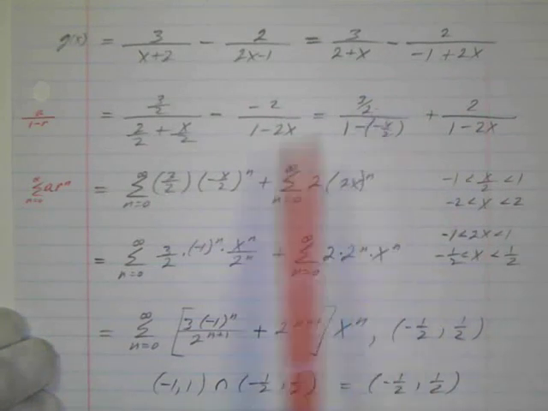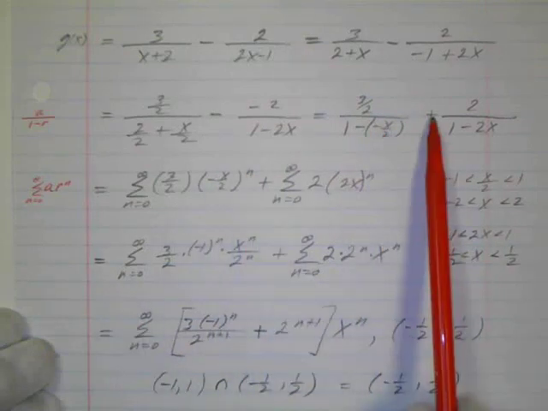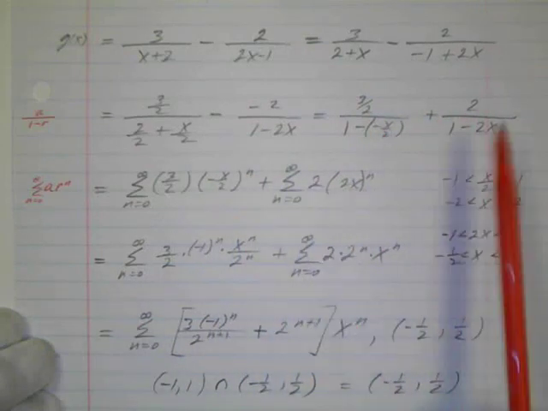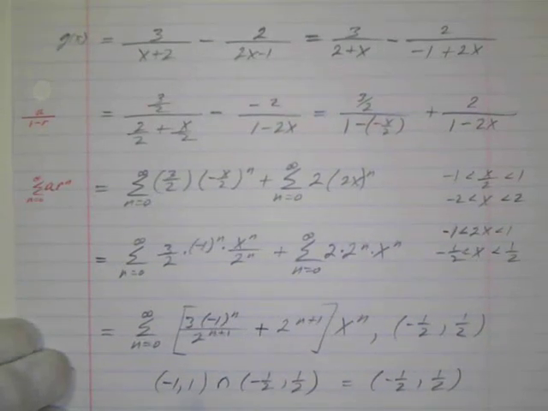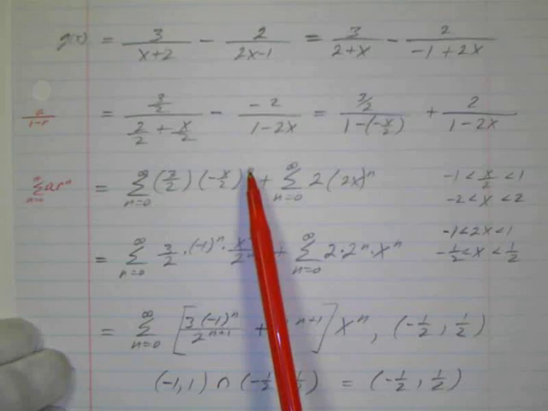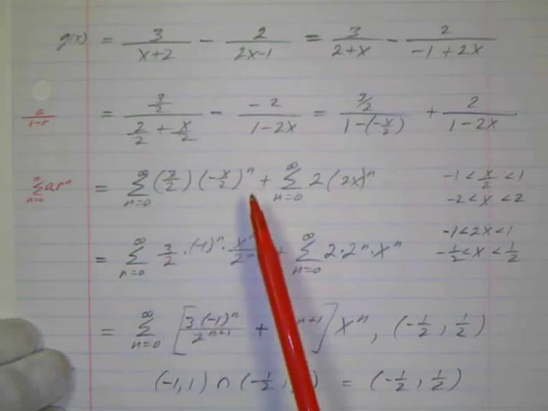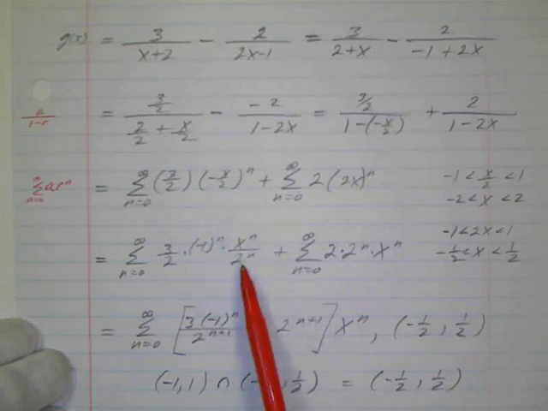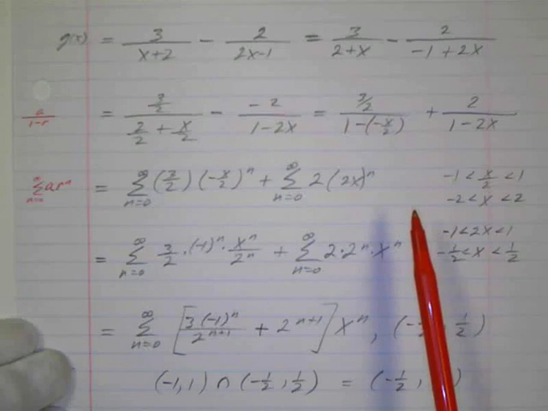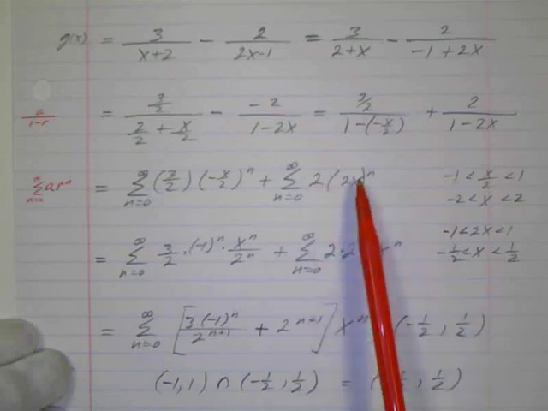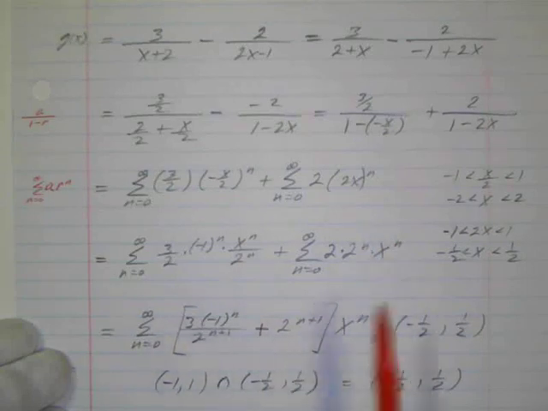series form, a times r to the n, and this will be plus, and then this is my a times r to the n. We can take care of the negative sign, say negative 1 to the n, 3 halves, and this would be x to the n over 2 to the n. And this could be 2, and then we could say this 2 to the n, x to the n. So these are just ways of simplifying it.